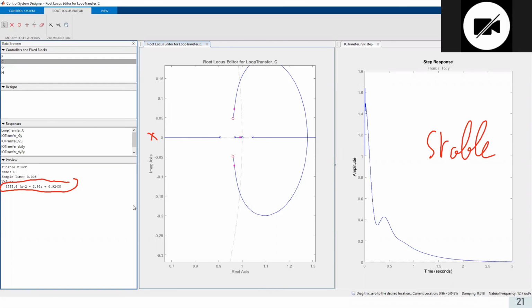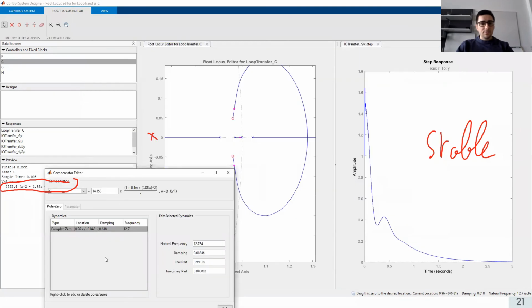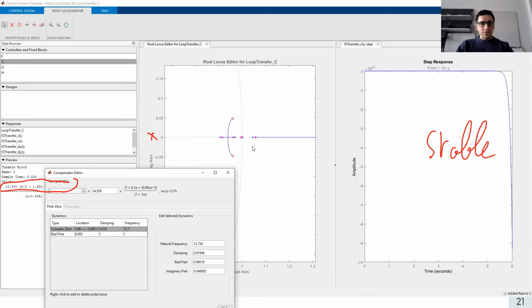That's a good point, and that's not directly linked to the fact that the controller is not feasible. But that's one point. I can, for example, change a little bit. Sorry, if I add a real pulse. Sorry, no, it's not working anymore.